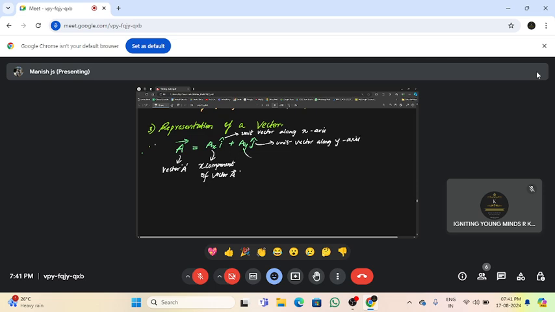Okay, and what about ay? Unlike ax, ay is the y component of vector A. So it's the y component of the vector. So this is a fundamental representation of a vector. Now you can see this vector A is having two components, one x component and one y component.